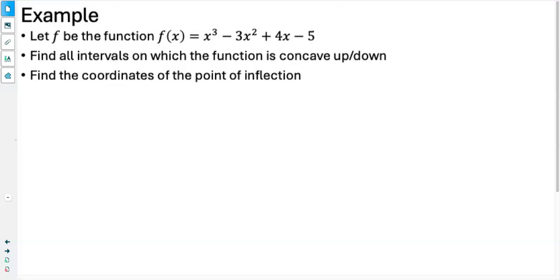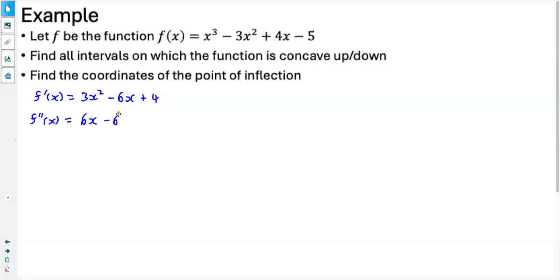Okay, so first thing we're going to do is take our first derivative, and then we'll take our second derivative. So if we have f prime of x, that's going to be 3x squared minus 6x plus 4. Our second derivative, or f double prime x, is going to be 6x minus 6.